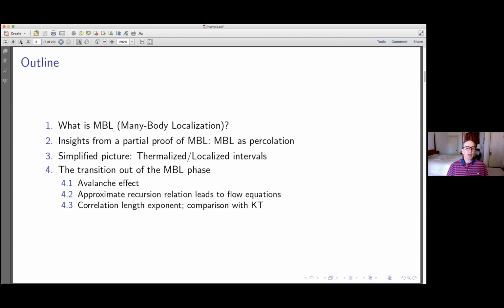So then we're going to go to a simplified picture, so-called strong disorder renormalization group, where you take the line, which is initially, we're thinking about a spin chain, but we just simplify the picture to just a sequence of alternating thermalized and localized intervals, and understand what happens to that picture as you flow the renormalization group. And then we can begin to discuss the transition out of the MBL phase in terms of especially this avalanche-driven transition, which we'll get into in the latter part of the talk. And then we'll be able to compare the resulting equations with a very similar situation from Kosterlitz-Thouless RG.